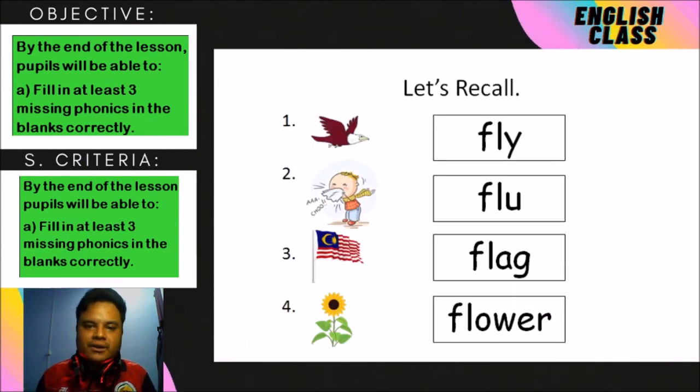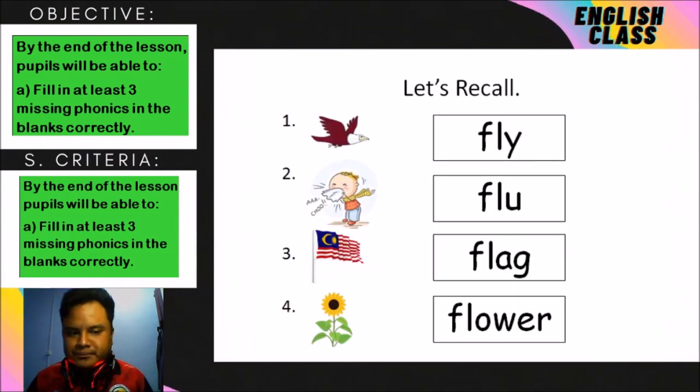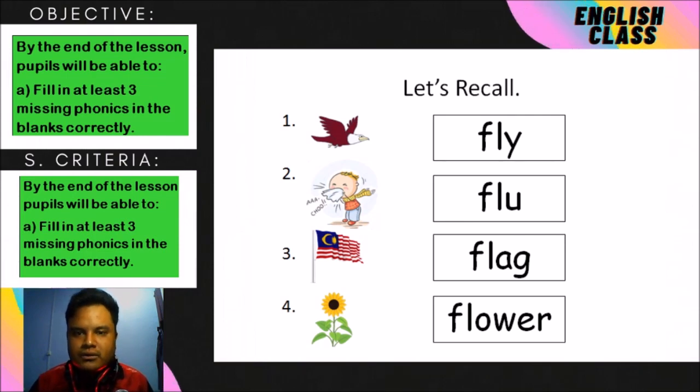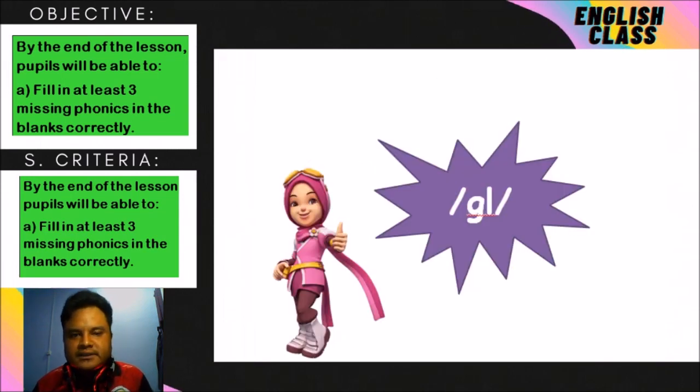Okay, let's recall 1 until 4. Number 1, fly. Number 2, flew. Number 3, flag. Number 4, flower. Amazing. Now, let's look at the next sound.